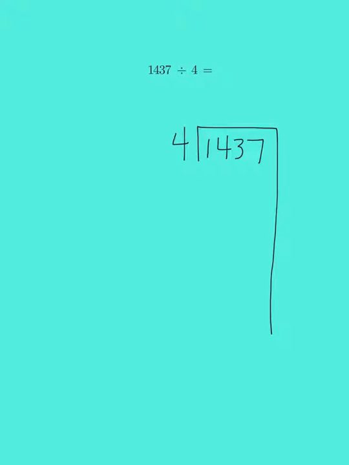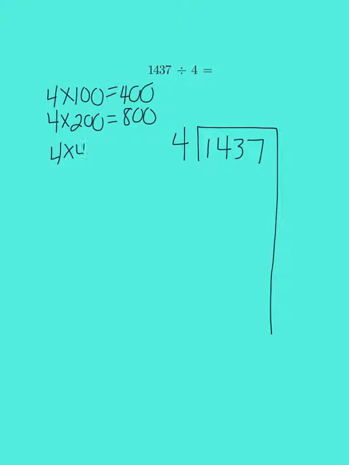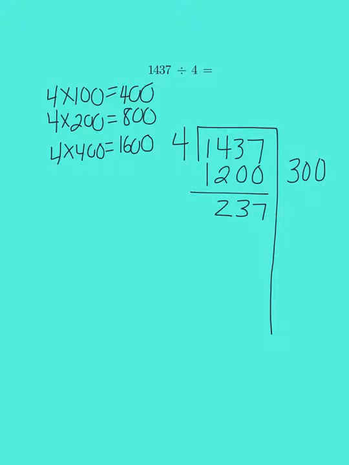In this problem, we're going to divide 1,437 by 4. So in this problem, we're going to use our multiples of 100 to begin. So students can think mentally through this. I'm going to go ahead and show you my thinking to the side. So if we start with a 4 times 100, that would be 400. A 4 times 200, it's 800. And since we're dividing 1,437, I'm going to just go ahead and jump to a 4 times 400, which is 1,600. That's going to be too much. So we're going to go ahead and start with 4 times 300, which is 1,200. And we have 237 remaining.